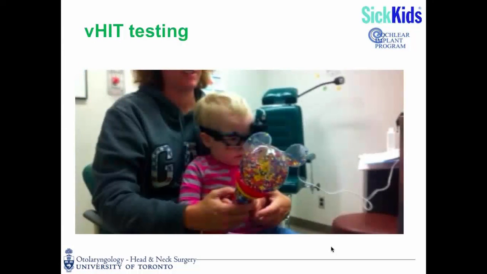Here we have a little picture, and I'll show you a little video of this young lady who has bilateral vestibular impairment. Again, it takes a parent, it takes some distraction, but this picture is meant to show you that we can get these adult-type goggles to fit on the small head of an 18-month-old.